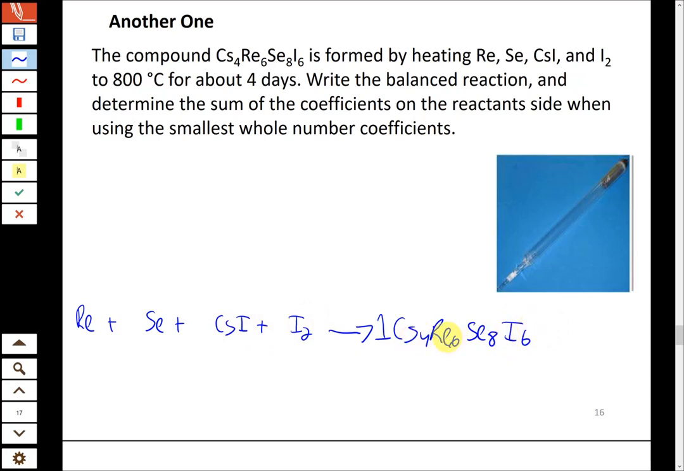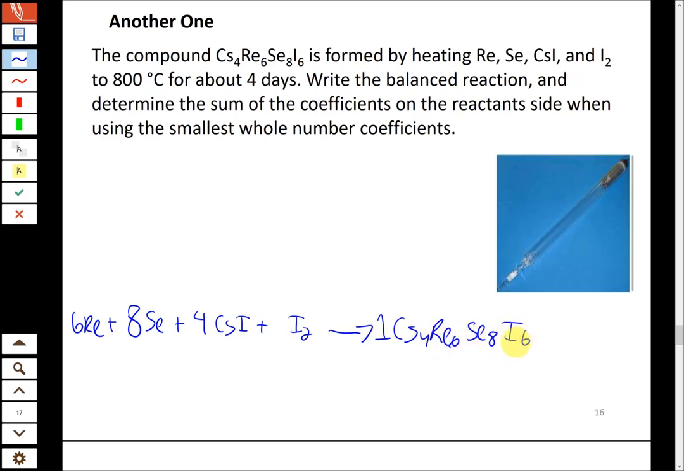But the rest, cesium, rhenium, selenium, they all appear just once in the product and once on the reactant side as well. So for cesium, this formula has 4 cesiums, so we need to have 4 on the reactant side as well. Our formula has 6 rheniums, Re6, so we need 6 over there as well. So we put a coefficient of 6. And then selenium, there's 8, and so we need a coefficient of 8. So now we've gotten the first 3 elements in the formula balanced, cesium, rhenium, selenium, and we just have to make sure that iodine is also balanced.